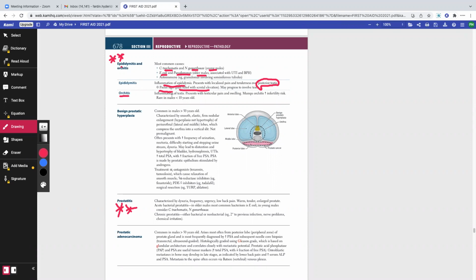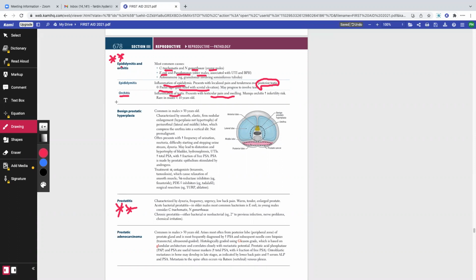What is orchitis? This is inflammation of the testis. How does it present itself? It presents with pain, swelling, tenderness, and congestion. In the majority of cases, the pain is localized, but if it's an infection and if there is systemic involvement of the infection, patients can also experience fever.